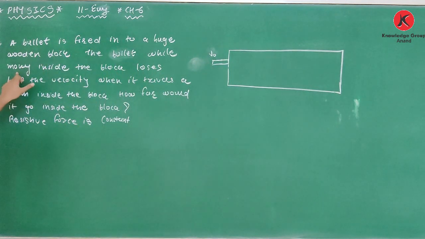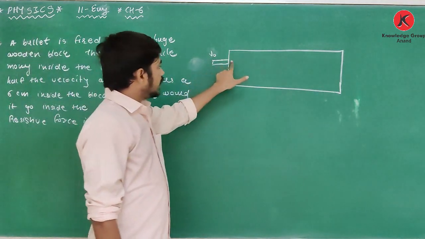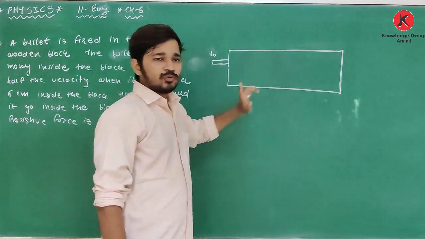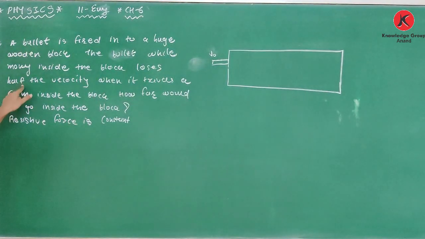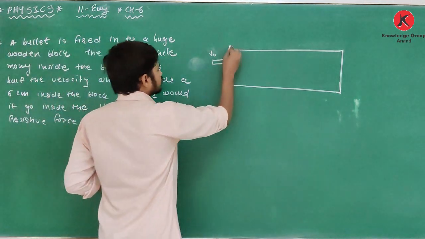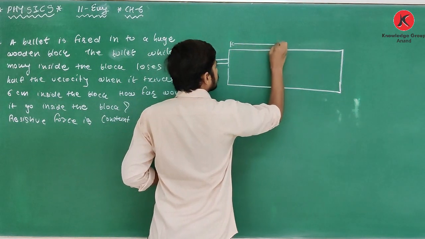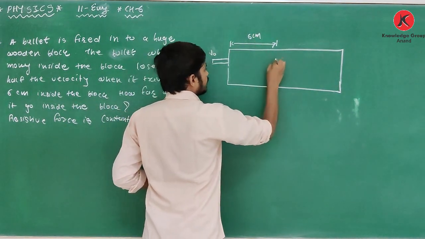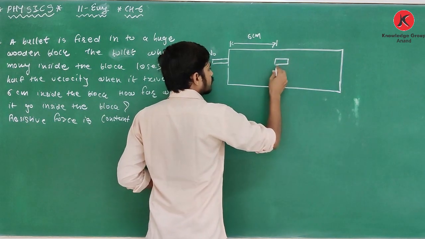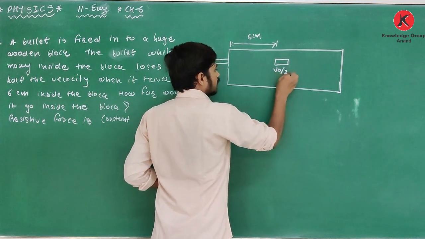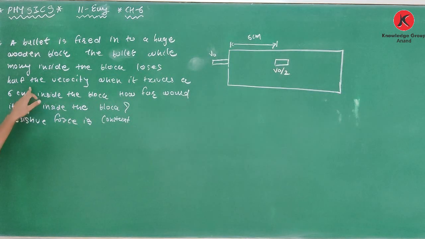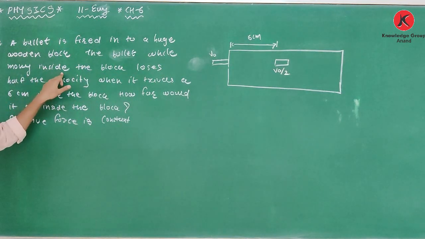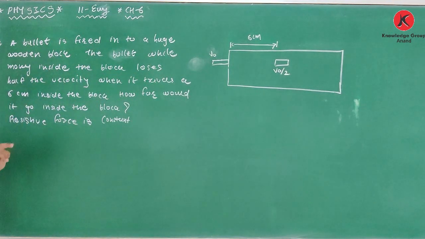Now you can see the bullet is moving inside the block, and it loses half the velocity when it travels a 6 cm distance. If it is here, now its velocity becomes v0/2. Yes, because you are given that the bullet, while moving inside the block, loses half the velocity when it travels a 6 cm distance inside the block.